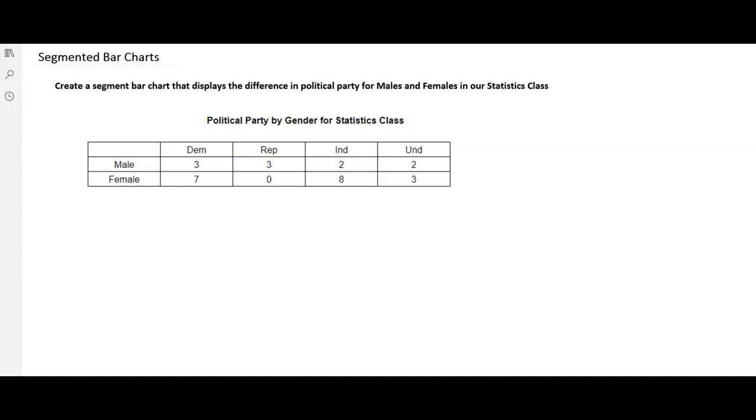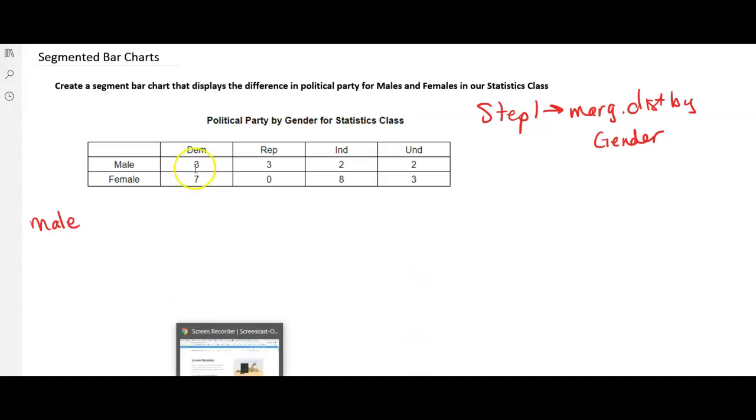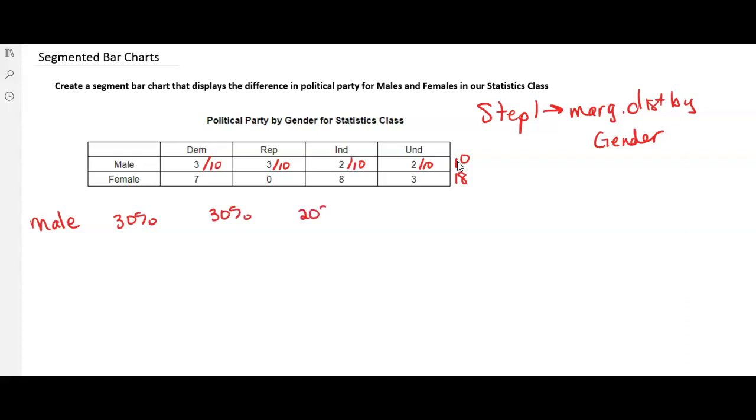Let's write the steps over here. Marginal distribution by gender. Okay, so male. And I'm going to need to do it as a percent, so I'm going to write both. So here I have a total of, let's see, I did the math over here. Let's see if I can find it. Okay, so we have a total of 10 males and a total of 18 females. And so each of the top ones are going to be divided by 10. Ooh, that makes a nice percent. So I know that Dems are 30%, Republicans 30%, Independents 20%, and undetermined, undecided 20%.